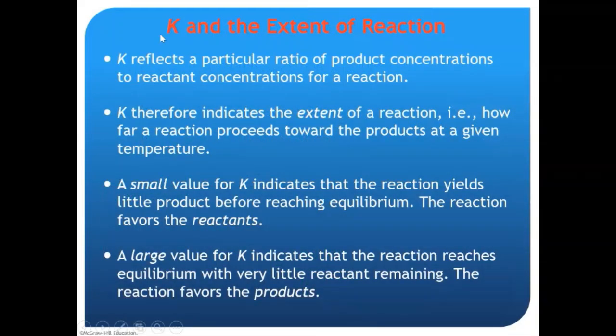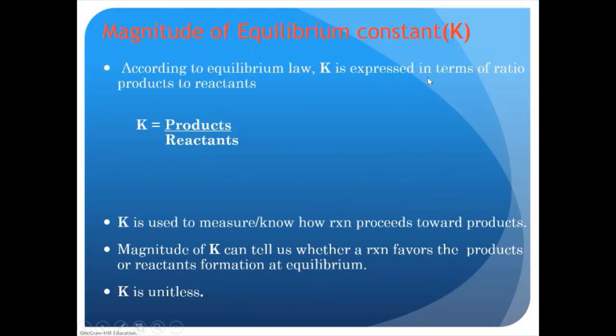What is the significance of the value of the equilibrium constant? The value of the equilibrium constant, or K, reflects a particular ratio of the product concentration to the reactant concentrations for a reaction. The value of K will indicate the extent of a reaction, or how far a reaction proceeds towards the product at the given temperature. K is expressed in terms of the ratio of the products to the reactants. K is unitless.